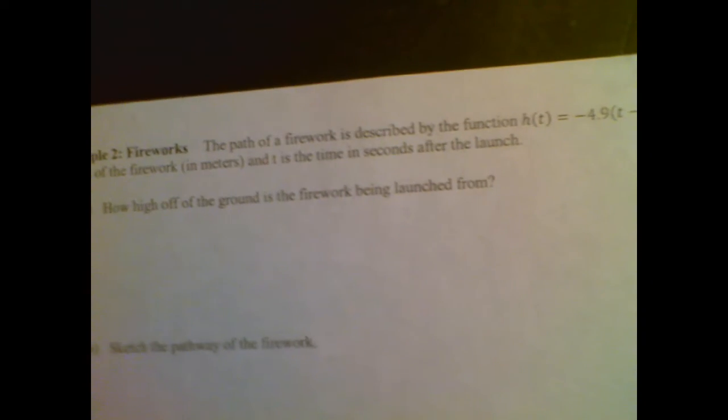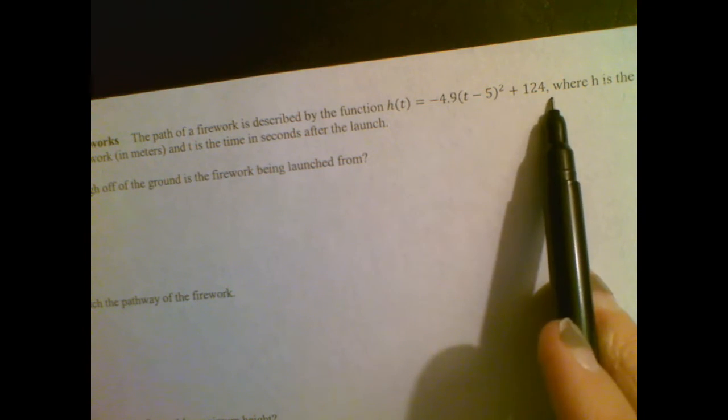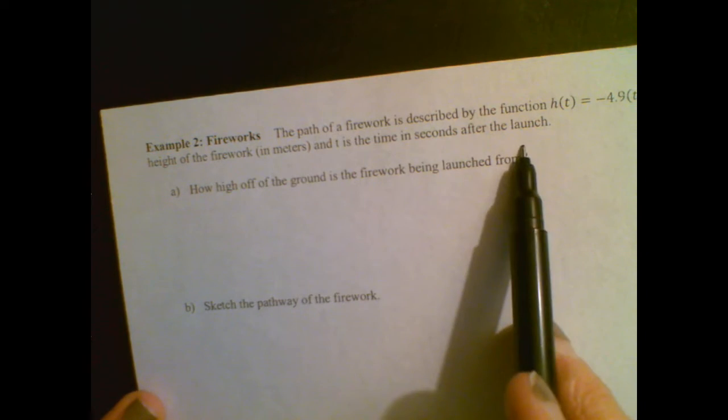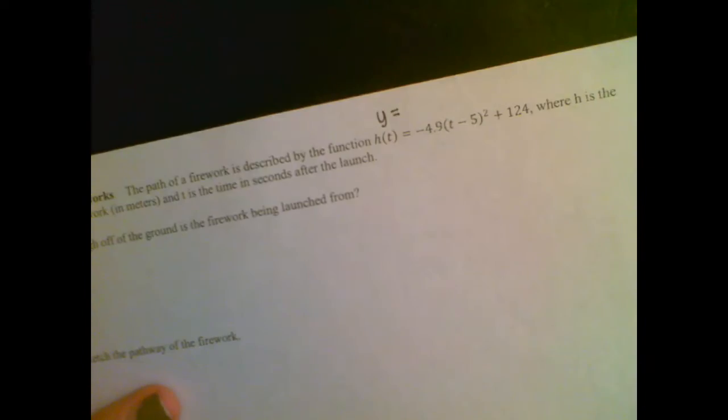So now we're talking about fireworks. So the path of a firework is described by this function. H of t is equal to negative 4.9 times (t minus 5) squared plus 124, where h is the height of the firework in meters and t is the time in seconds after the launch. So again, similar to what I did in the last problem, now I actually have some room to write it above. I'm going to write this as y is equal to a times (x minus h) squared plus k.